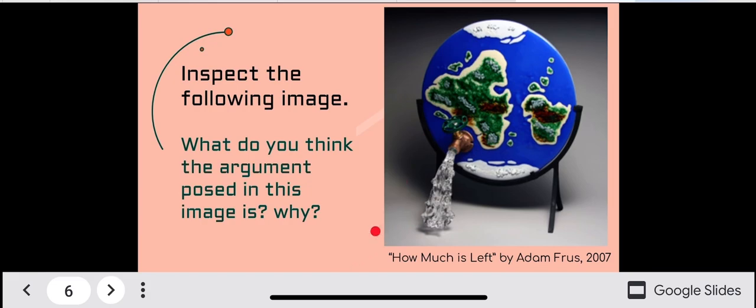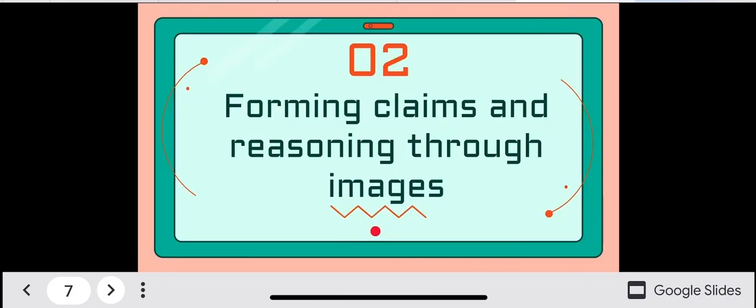What we can deduce from this picture is that yes, arguments can be made through images. Okay, now good. We got that point. The point that says that yes, arguments can be made by an image, can be posed by images. Now, can an image also support an argument? Can a claim be made through images?